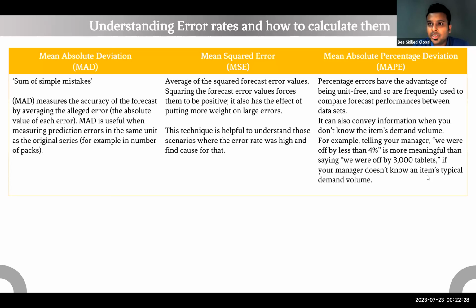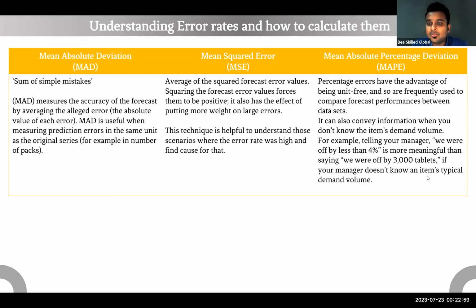Sometimes we need to understand where the deviation is very high. So what we do is we square those deviations, and that is what is called mean squared error. If you see the second line, it says this technique is helpful to understand those scenarios where the error rate was high, and then we find the cause for that, and we will see that in the exercise as well.